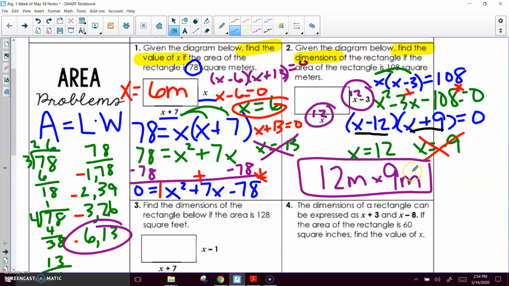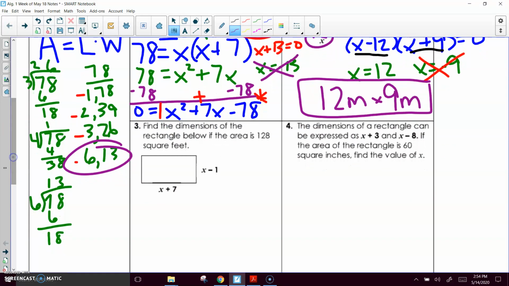Let's take a look at number 3. Find the dimensions of the rectangle below if the area is 128 square feet. Same idea. Area is 128, length times width. So now I'm going to multiply x minus 1 times x plus 7 and set it equal to my area of 128. I have a binomial times a binomial.